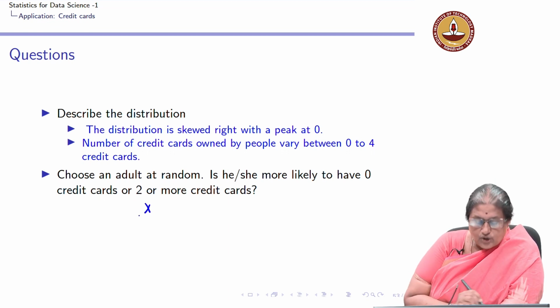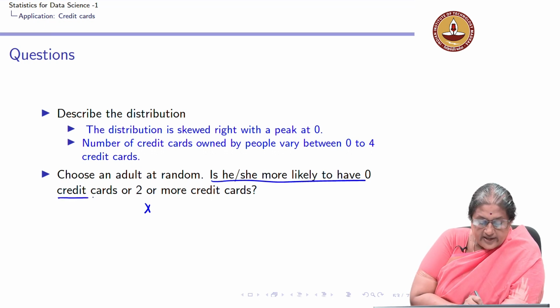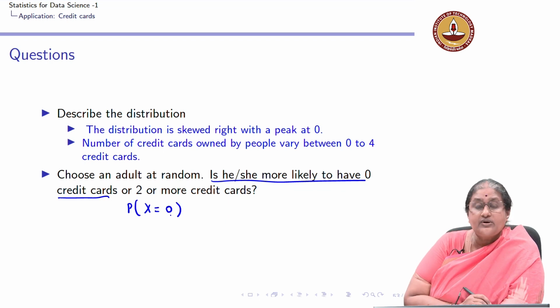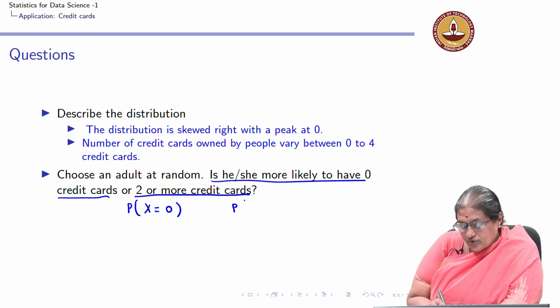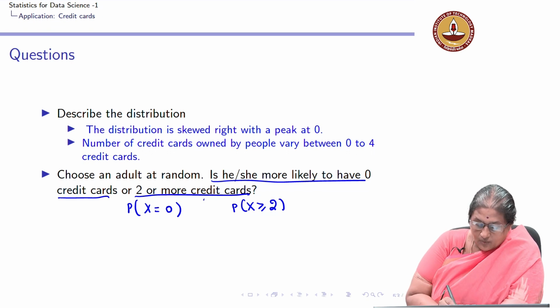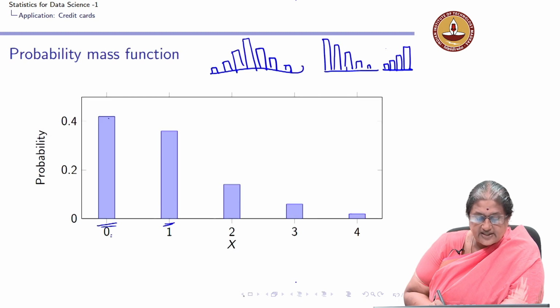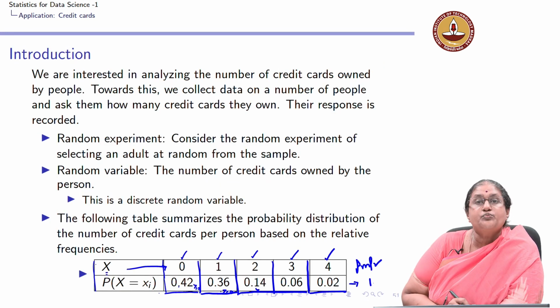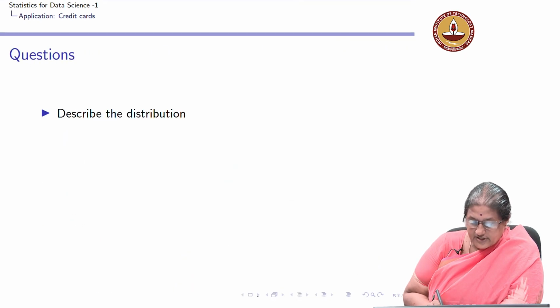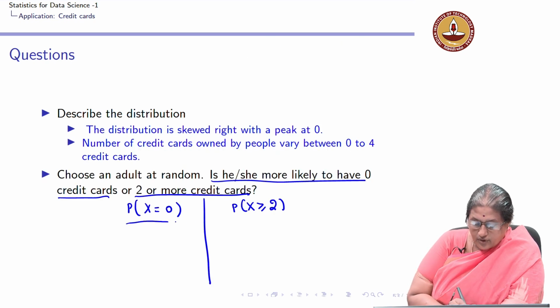I know X is the total number of credit cards. So, to answer this question, that is likely to have no credit cards, I am looking at probability X is equal to 0. For 2 or more credit cards, I am looking at the question probability X is greater or equal to 2. Now, what is probability x equal to 0? We can go back to our distribution and see that probability x equal to 0 is 0.42. This comes from my probability mass function.